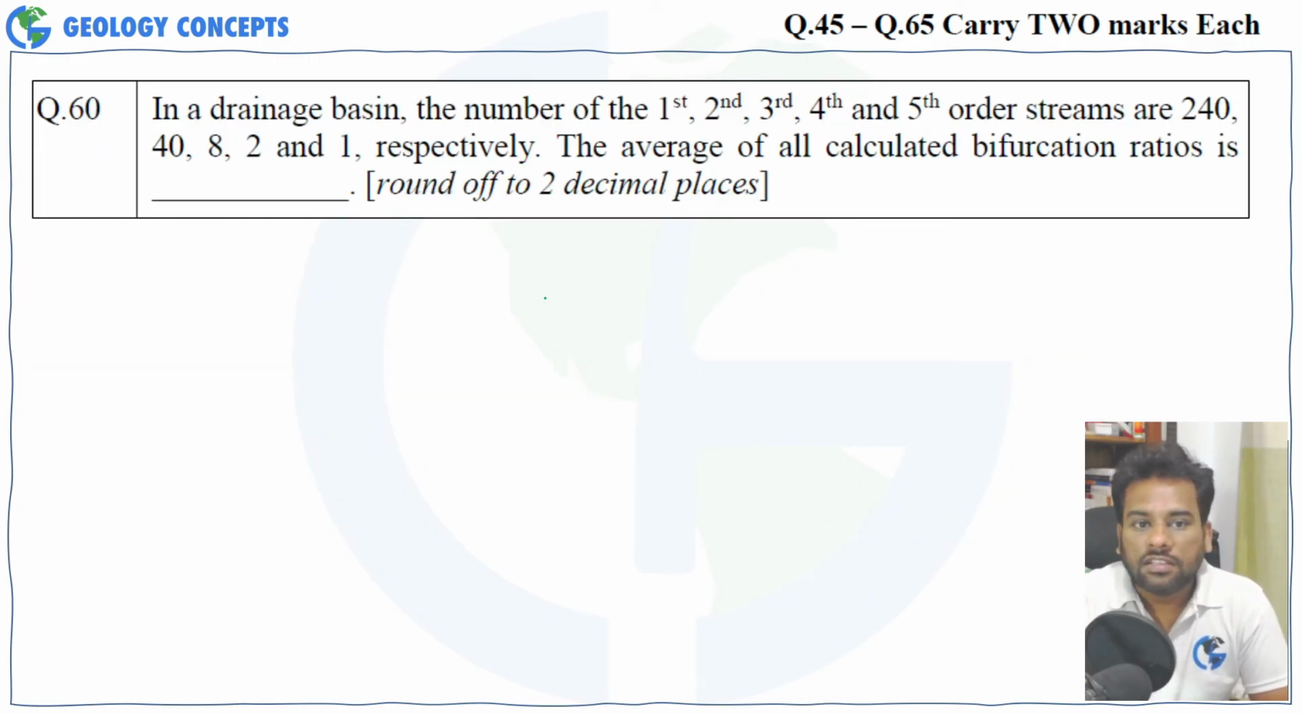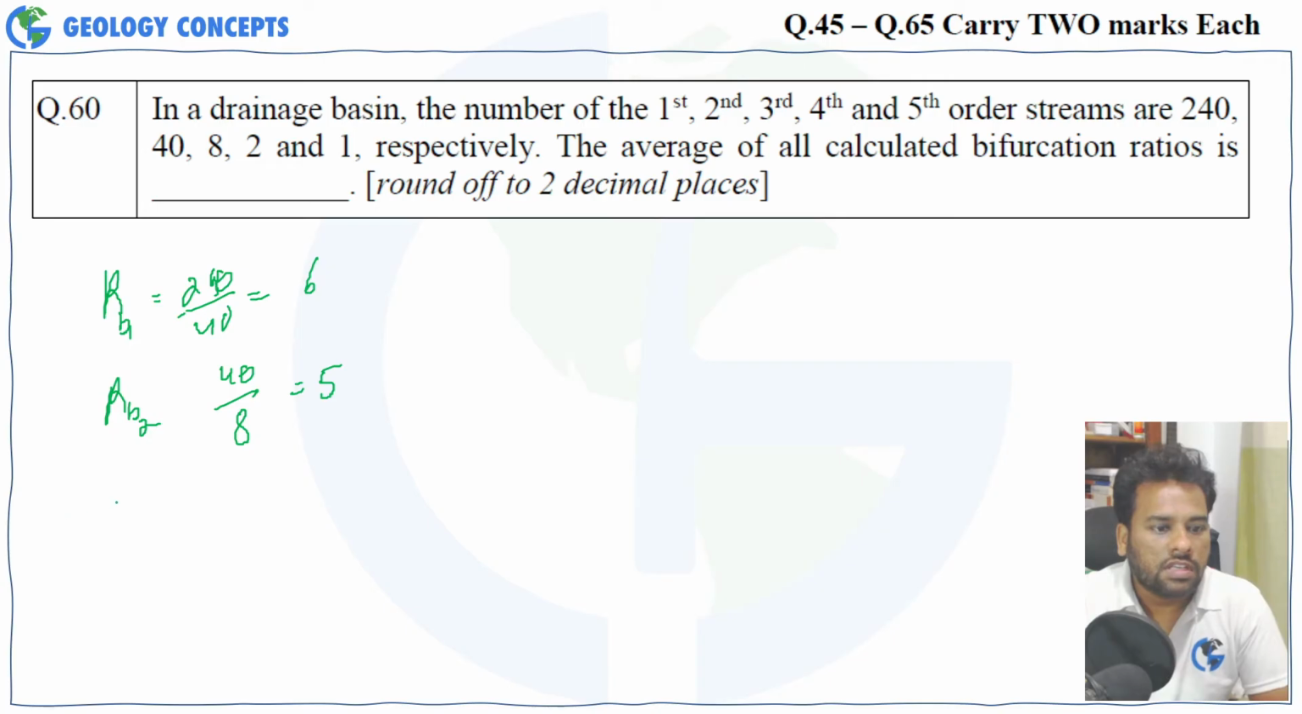In a drainage basin, the numbers of first, second, third, fourth and fifth order streams are given. So we know what the bifurcation ratio is. RB1 is 240 by 40, which is 6. Bifurcation ratio for second order is 40 upon 8, which is 5. Bifurcation ratio for third is 8 by 2, which is 4, and the bifurcation ratio for the fourth order stream is 2 by 1, which is 2.